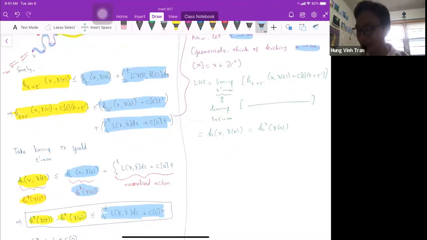You see, it's actually not something too complicated to visualize in terms of the picture. I'm given two points, gamma 0 and gamma t. I'm just going to recall the whole proof here. I would need to show that h_x(gamma t) minus h_x(gamma 0) is less than or equal to the normalized action, so L plus C naught.